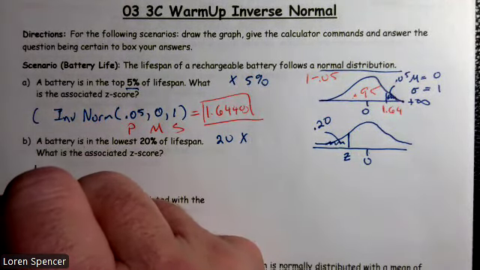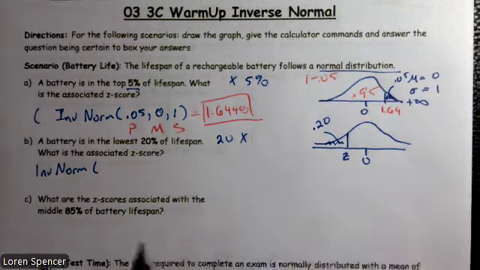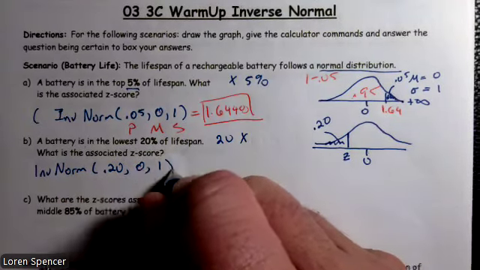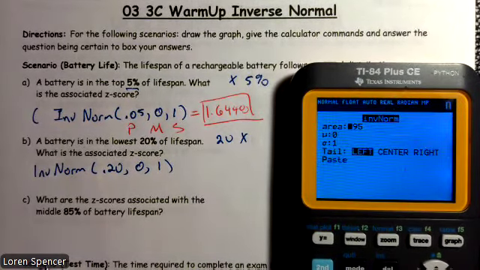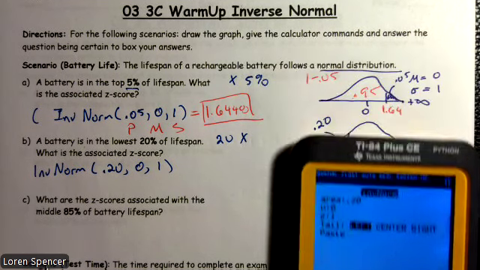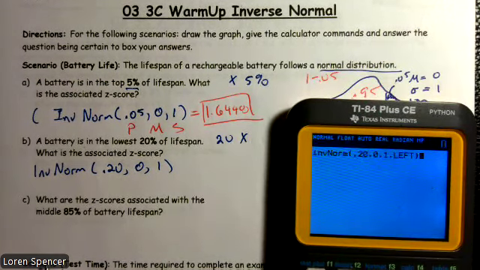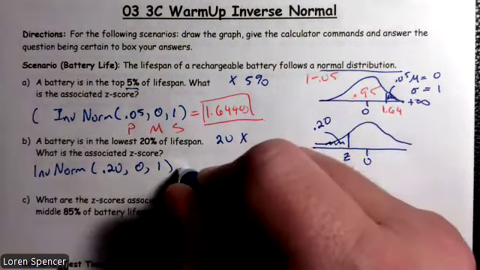Once again, we're going to go to the inverse norm on the calculator. The very first thing it's going to ask for is the probability, which is 0.20. It'll have a mean of 0 and a standard deviation of 1. That's what the calculator is going to ask for. So second vars, inverse norm, 0.20, mean of 0, standard deviation of 1. And if we look at our picture, we're shading from the left, so we're choosing the left on this side, and all the calculators will do that. And we get a z-score of negative 0.8416.